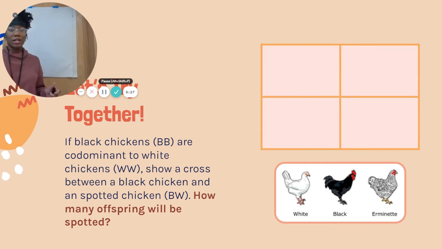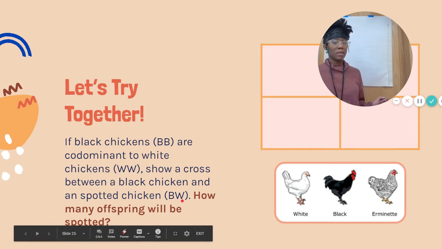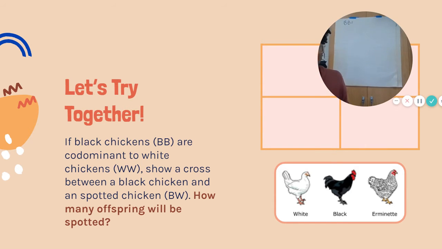All right, let's get started. So, if black chickens are codominant to white chickens, show a cross between a black chicken and a spotted chicken, which is BW. How many offspring will be spotted? So let's write down our information. We know that BB is a black chicken. We know that WW is a white chicken. And we know that BW chickens are spotted.